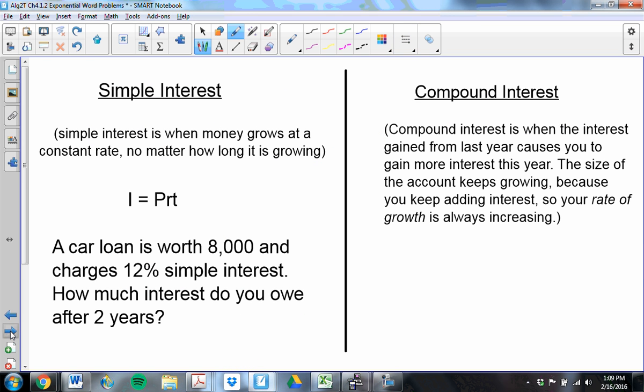Okay, we're going to compare simple interest to compound interest. Now, simple interest isn't something we'll deal with in this class. Simple interest is where your money grows at a constant rate no matter how long it's growing. It's just the equation I equals PRT where P stands for your principal, which is your starting amount of money. R is your interest rate, T is time, usually in years.